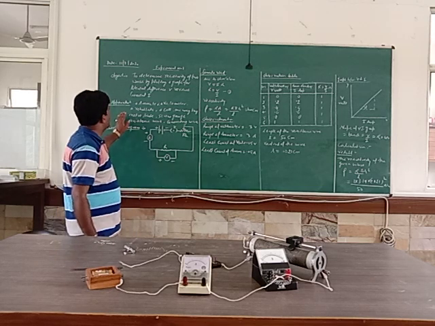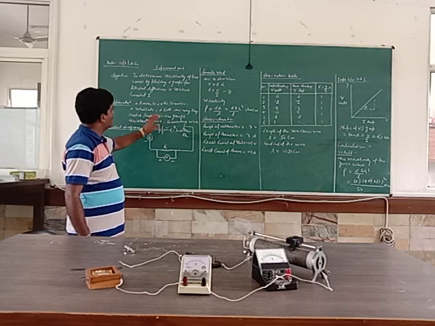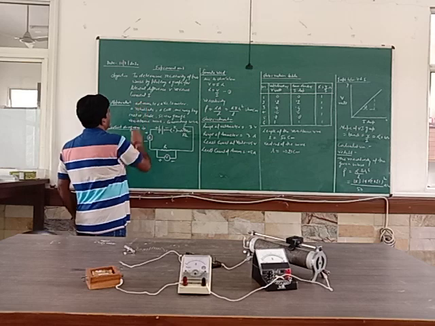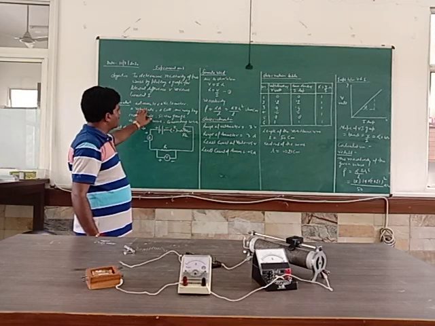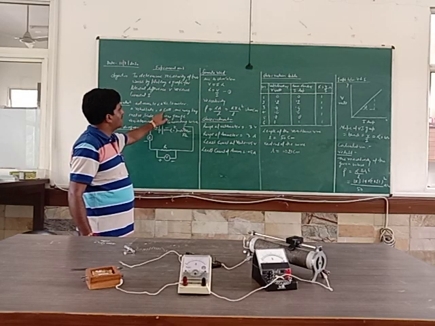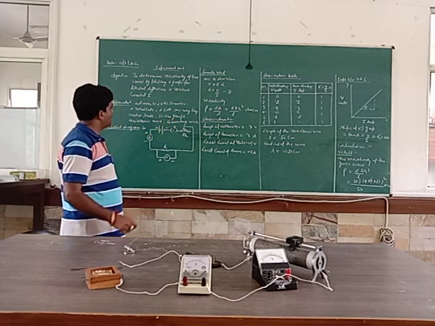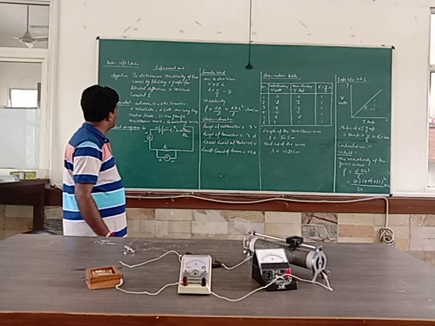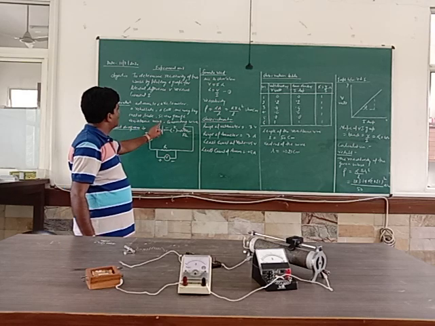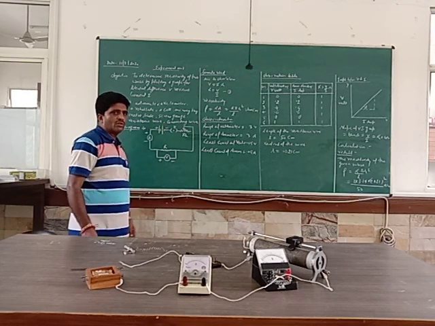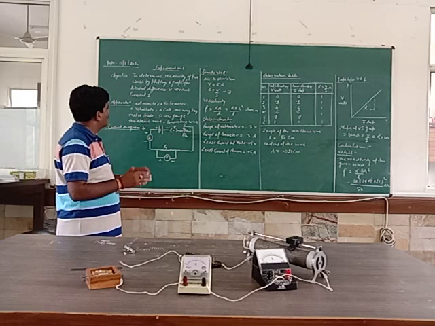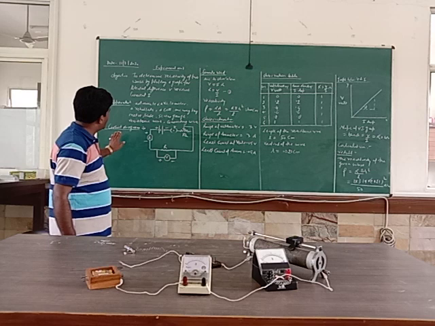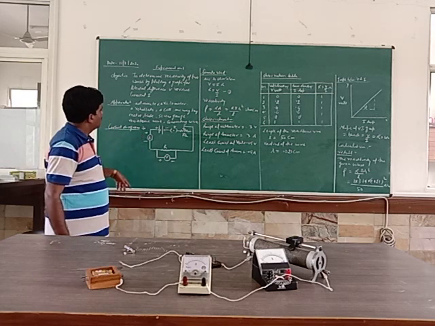In this experiment we need the following apparatus: an ammeter, a voltmeter, a rheostat, which is also called a variable resistor, a cell or battery, a one-way key, a meter scale, a screw gauge for measuring the radius of the wire, a resistance wire and connecting wires. These materials are required to perform this experiment. And the circuit diagram of this experiment is given.